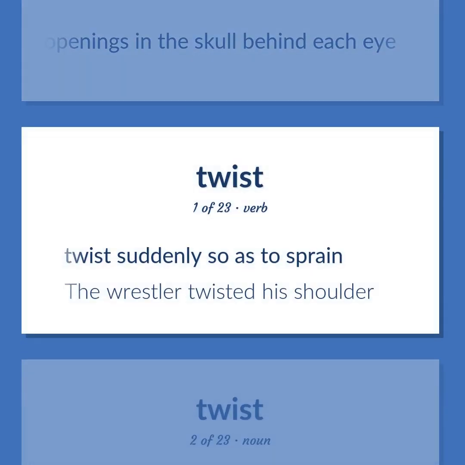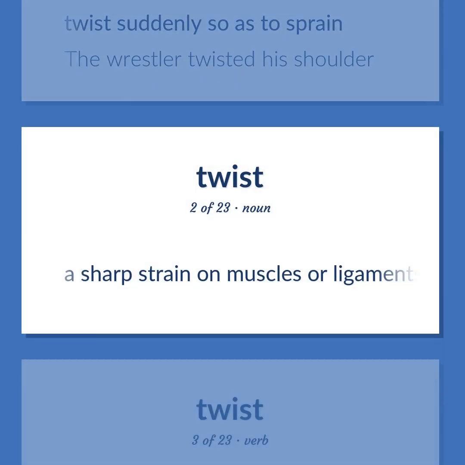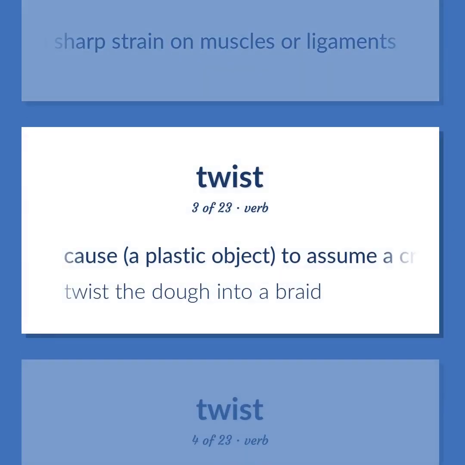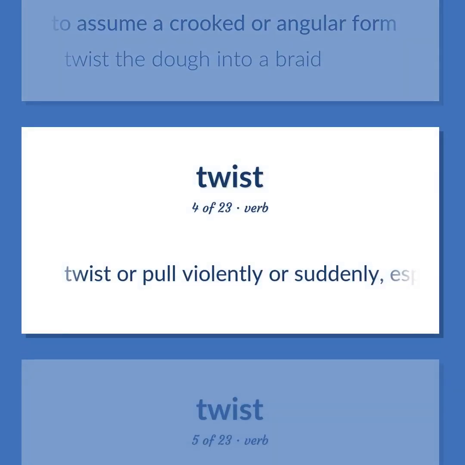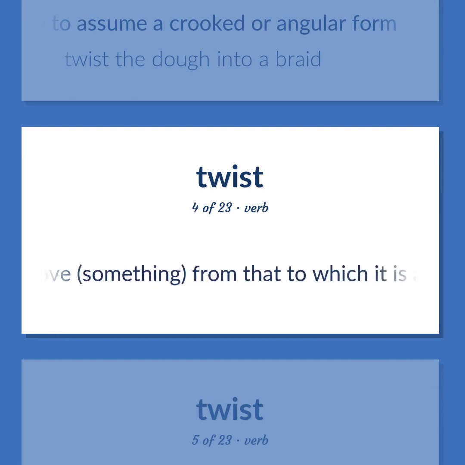Twist suddenly so as to sprain. The wrestler twisted his shoulder. A sharp strain on muscles or ligaments. Cause a plastic object to assume a crooked or angular form. Twist the dough into a braid. Twist or pull violently or suddenly, especially so as to remove something from that to which it is attached or from where it originates.